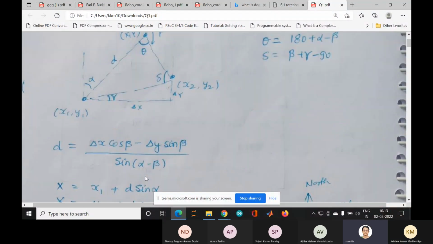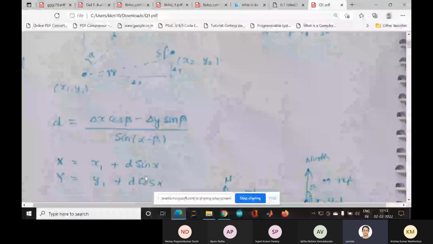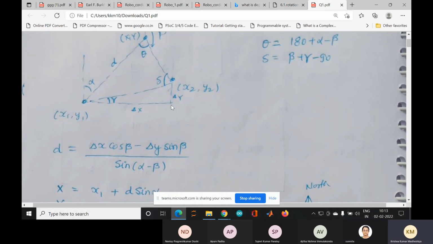Now what is delta x? You do not know delta x. No, ma'am. Delta X is known. This is X2 minus X1. Delta x is x2 minus x1. This is transmitter 1 coordinate and transmitter 2 coordinate. This is the difference. How about the alpha and beta angles?